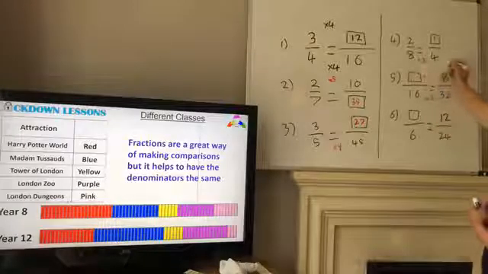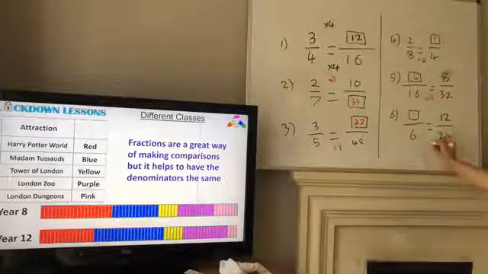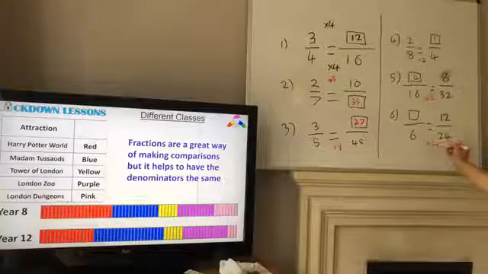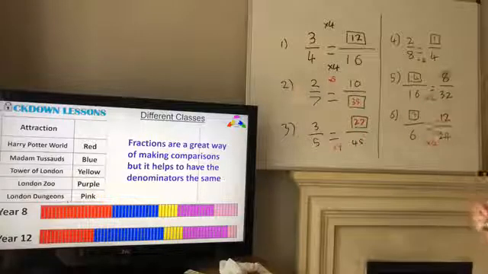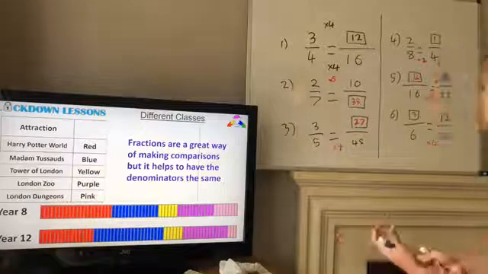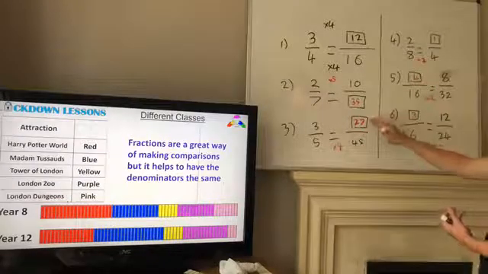So if we go that way, we're going to divide by 2, so it's got to be 4 out of 16. And this one here is times by 4, so we're going to divide by 4 to go back, so it's going to be 3 out of 6. So they're equivalent fractions. If these were class sizes, if we change the class size, we change the amount of people that like Harry Potter.